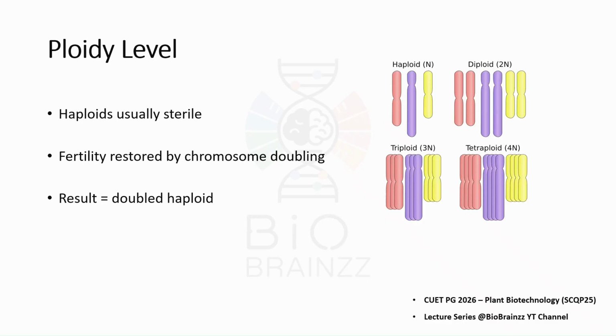Ploidy level. Haploid plants generally lack fertility due to absence of homologous chromosome pairing. Therefore, chromosome doubling is necessary for reproduction. Once chromosomes are doubled, plants become diploid and capable of normal meiosis and seed production.